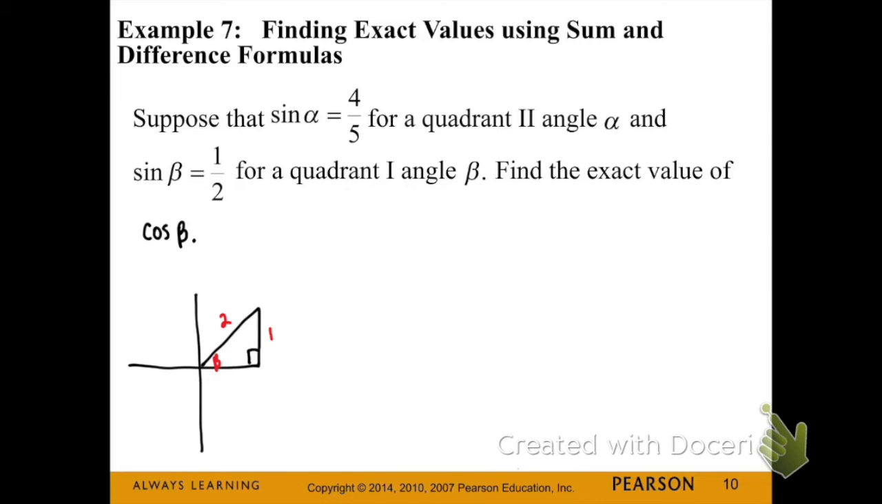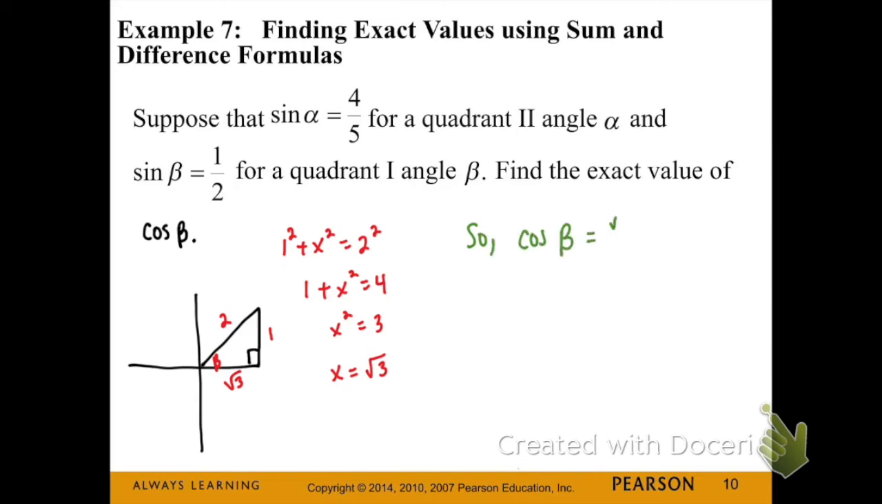And then we need to solve for the third side. Again, we can use the Pythagorean theorem because we have a right triangle. We're in quadrant 1, so all of our values here are positive. So we get that cosine of beta is equal to √3/2.